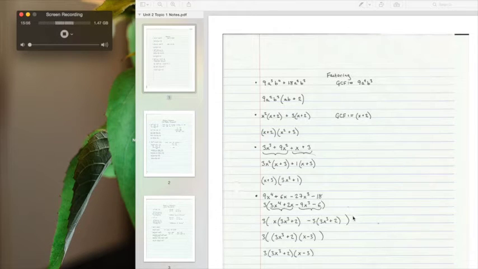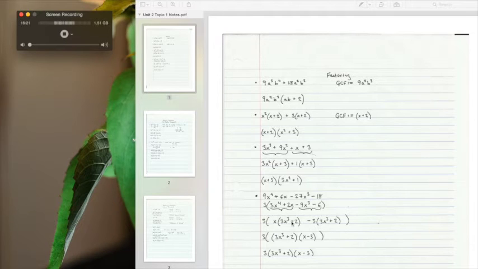Now I want to look at just these two terms, really, that I have on the inside of the parentheses here. It looks like I have another common factor among these two terms, and this factor is very fancy looking. 3x to the 3rd plus 2, 3x to the 3rd plus 2. That 3x to the 3rd plus 2 is a common factor to each of these terms.